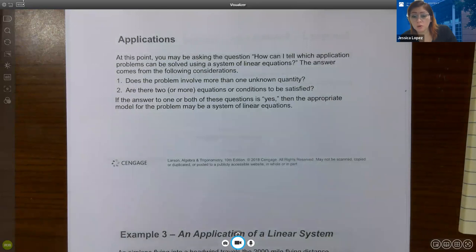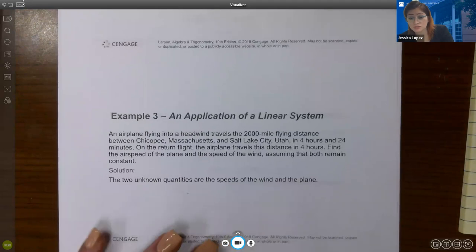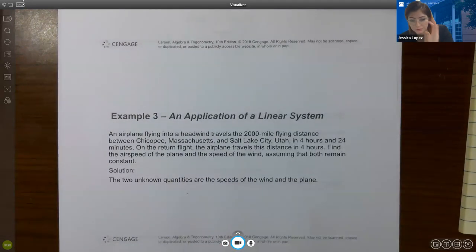If the answer to one or both of these questions is yes, then the appropriate model for that type of problem would be a system of linear equations, okay? Or just a system of equations. It may or may not be linear. We don't know, okay?